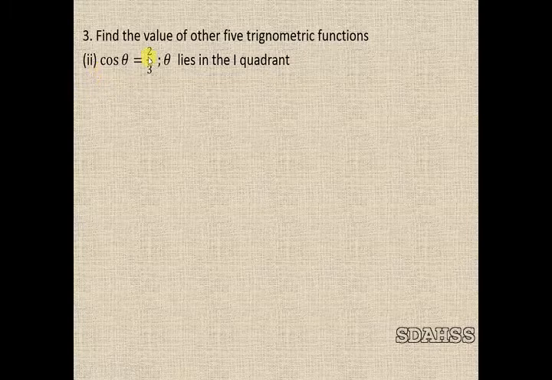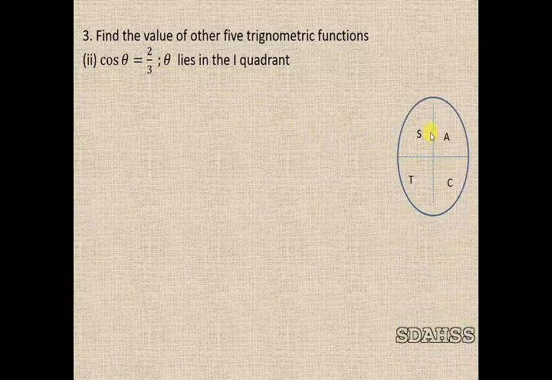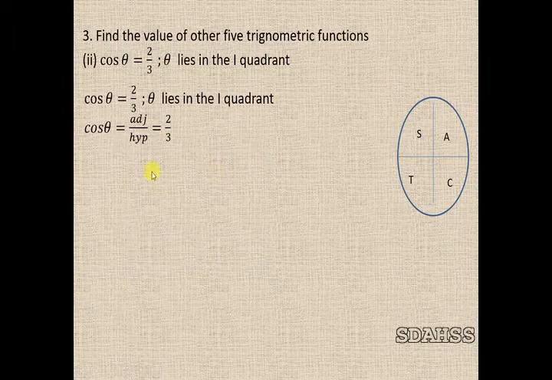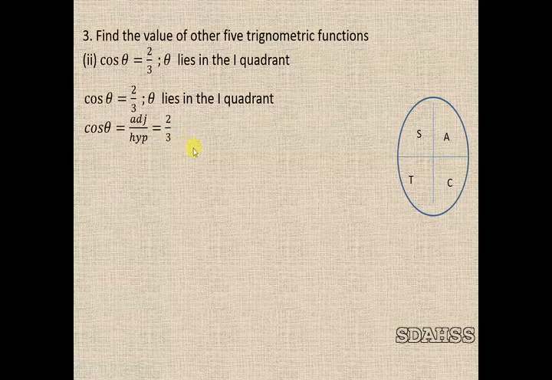Subdivision 2, cos theta is equal to 2 by 3. Theta lies in the first quadrant. In the first quadrant all are positive. Cos theta means adjacent by hypotenuse. Here the adjacent side is 2 and the hypotenuse is 3.